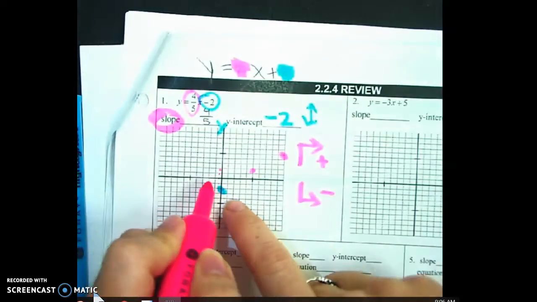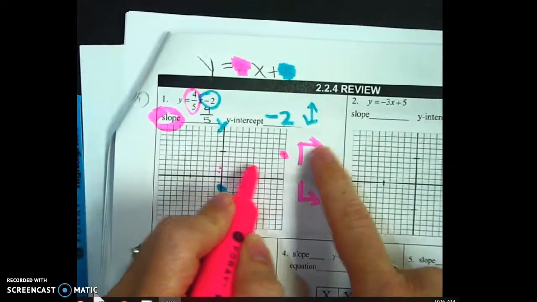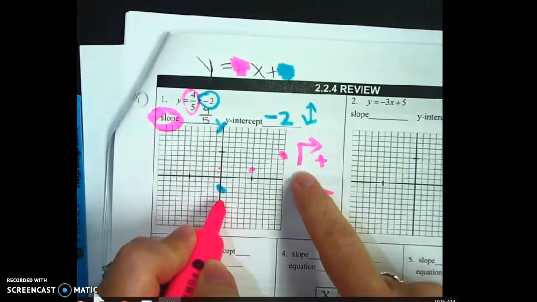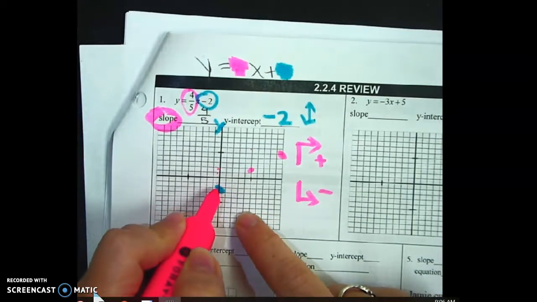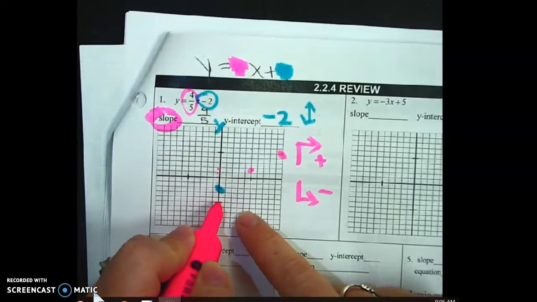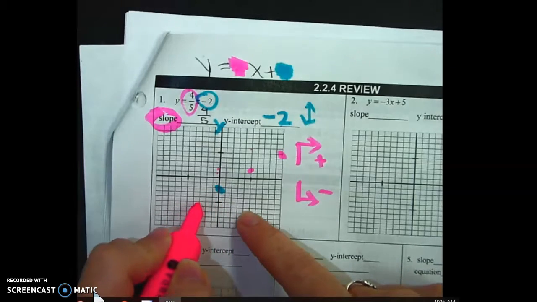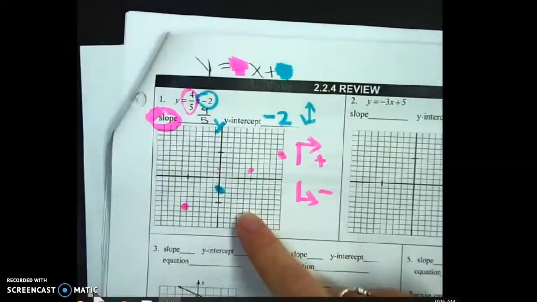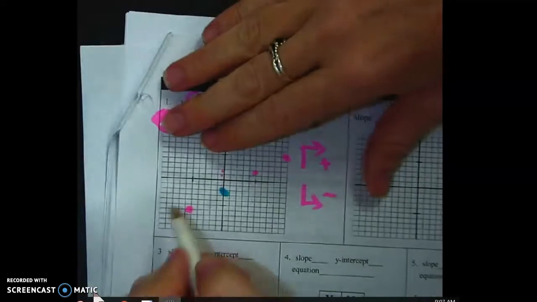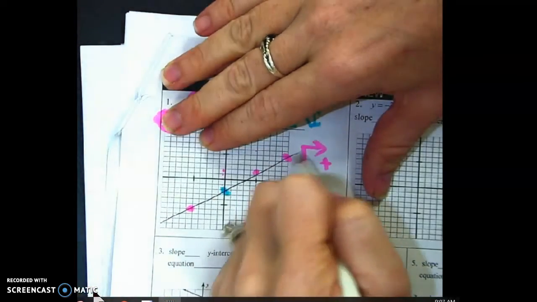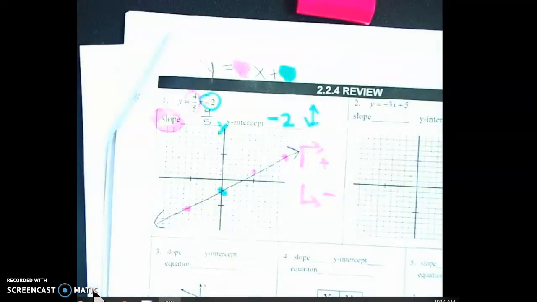And then now I go backwards. So instead of going up and right, I go down and left. So down 1, 2, 3, 4, left 1, 2, 3, 4, 5. And now that it's perfect, I connect and show that it goes forever. Okay, let's go to the next one.